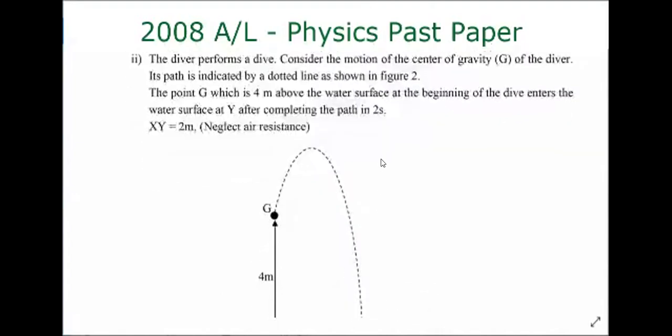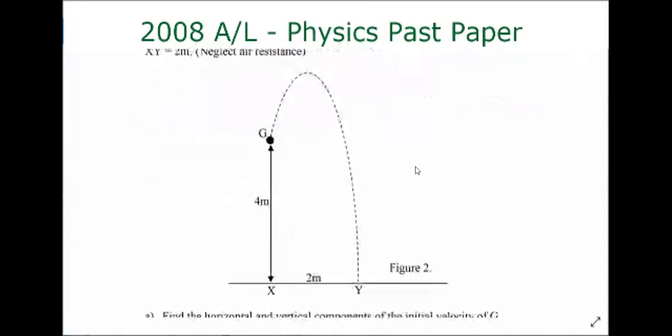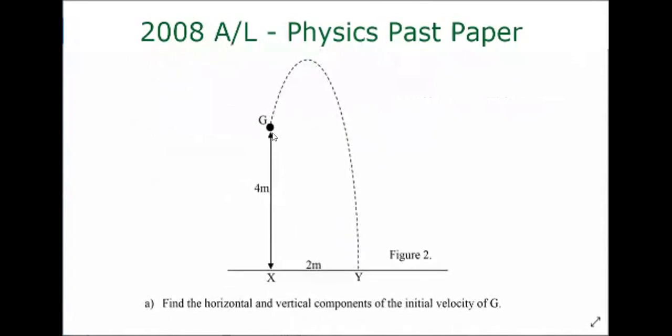Right? Now let's read. Its path is indicated by a dotted line as shown in figure 2. The point capital G is 4 meters above the water surface at the beginning of the dive. Dive means the jump. It enters the water surface at Y after completing the path in 2 seconds. XY equals 2 meters. So what's the total time taken for the boy to travel from this platform to Y?